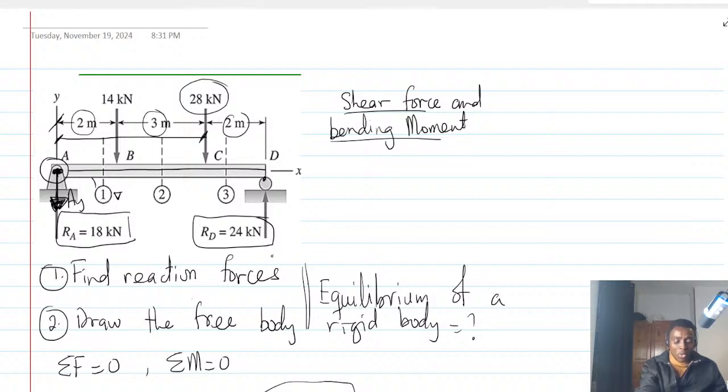Before you do any question on shear force and bending moment diagram, you need to find the reaction first. If you're able to find the reaction, you have gotten some marks here. So if you're able to understand what we are doing on this question, you have passed already.